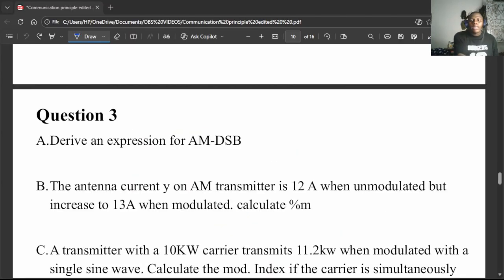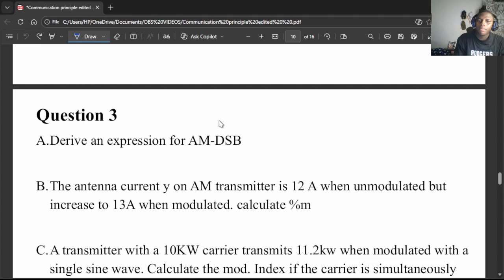Let's consider question 3. Now remember, we are still in section A. Your question 3 simply says what? The first question which we have there is: derive an expression for your AMDSB. Now, what's AMDSB? AMDSB simply stands for amplitude modulation for double sideband.